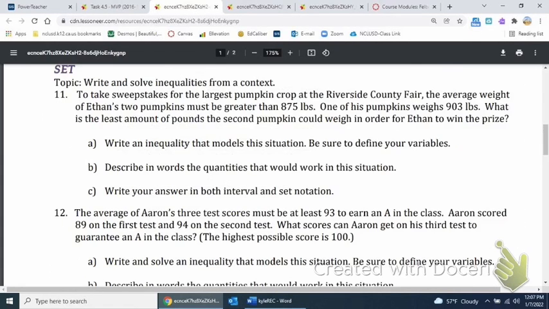Okay? So now I want you guys to go down to number 11. Okay, I know there's not a whole lot of room on here, so you might need to write the stuff over here on the right or something. Or just small.